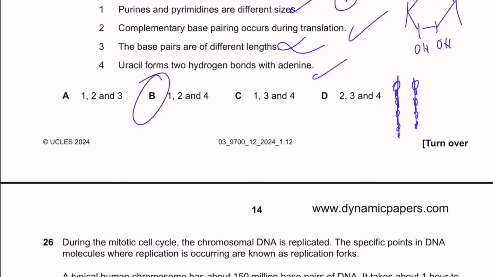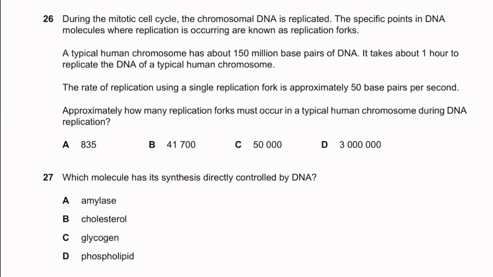That is B. During the mitotic cell cycle, the chromosomal DNA is replicated. The specific points in a DNA molecule where replication is occurring are known as replication forks. A typical human chromosome has about 150 million base pairs of DNA. It takes about 1 hour to replicate the DNA of a typical human chromosome. The rate of replication using a single replication fork is approximately 50 base pairs per second. Approximately how many replication forks must occur in a typical human chromosome during DNA replication?